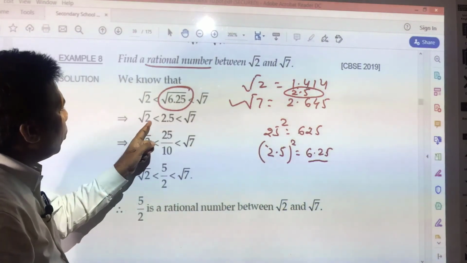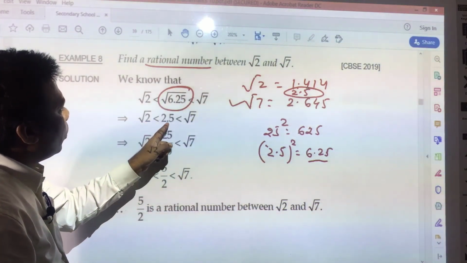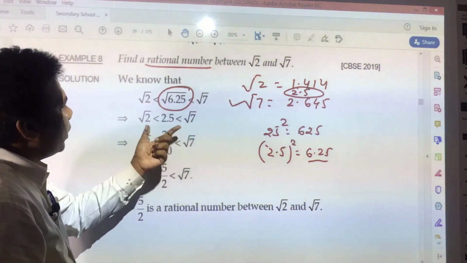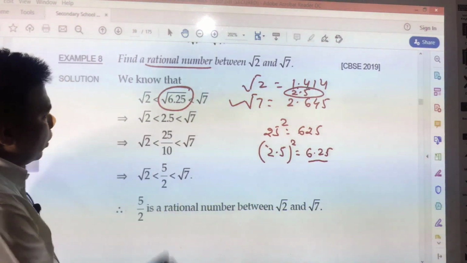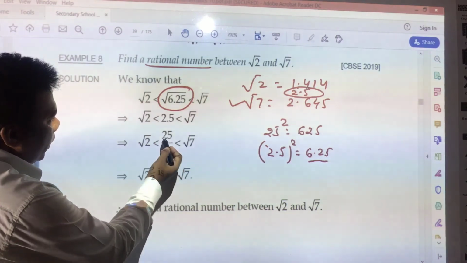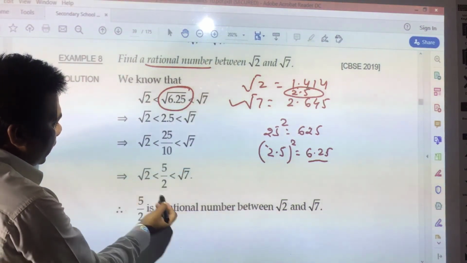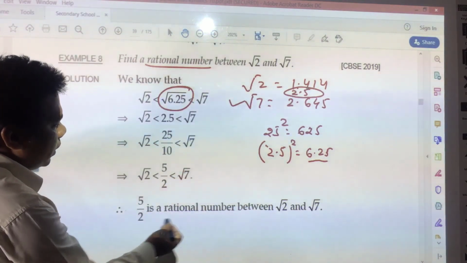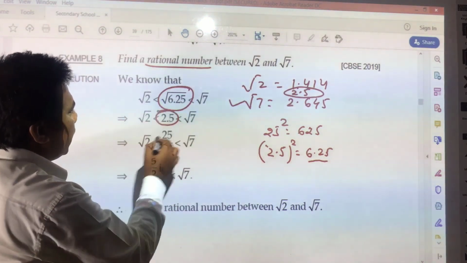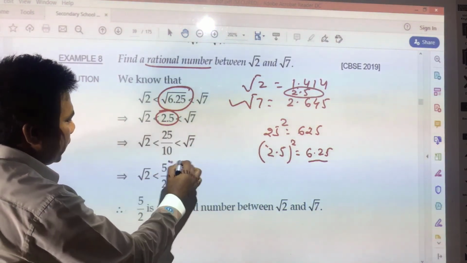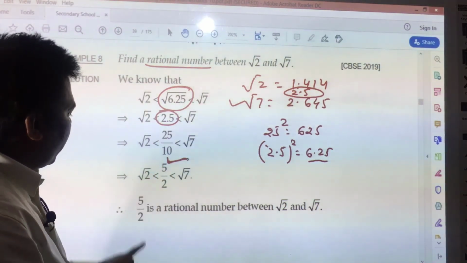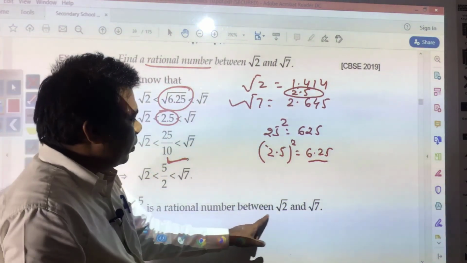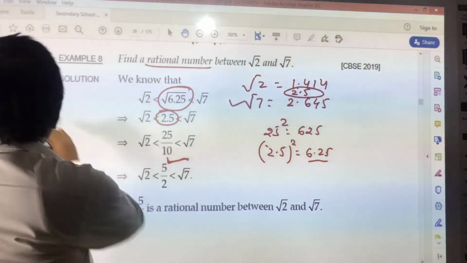So root 2 is less than 2.5, which is less than root 7, meaning 2.5 is in between root 2 and root 7. This 2.5 can be written as 25 by 10, and this can be written as 5 by 2, which is a rational number. The decimal number has been converted into a fraction. So 5 by 2 is a rational number between root 2 and root 7.